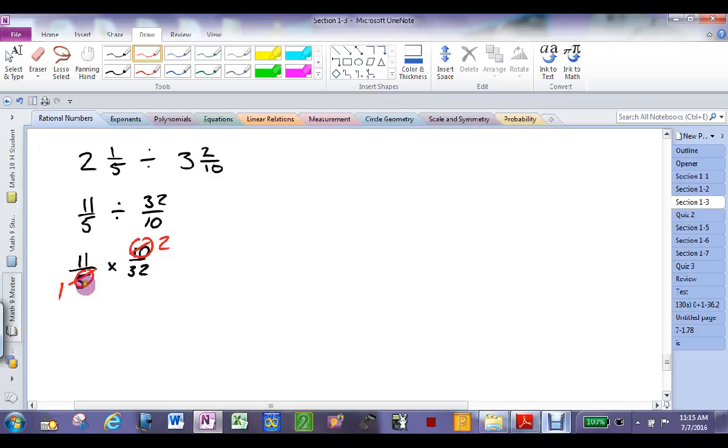Now, no more diagonals work? So what do I check then? Vertical, up and down. Do 2 and 32 work? Yes. What number? 2. How many 2's go into 2? 1. How many 2's go into 32?